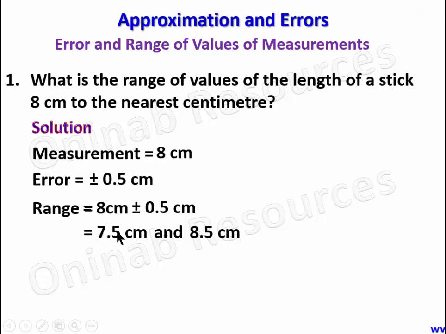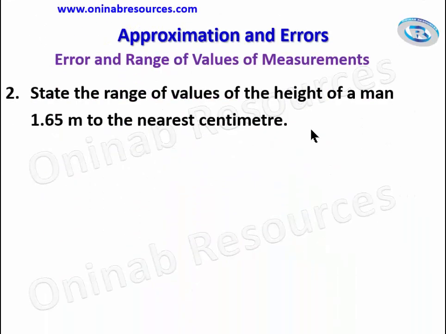We got this 7.5 centimeters from 8 centimeters minus 0.5 centimeters. That gives 7.5 centimeters. And the second value is 8 centimeters plus 0.5 centimeters, which gives 8.5 centimeters. And that's the range of values of the measurement from the approximation of a stick 8 centimeters to the nearest centimeters. We then go to problem 2.